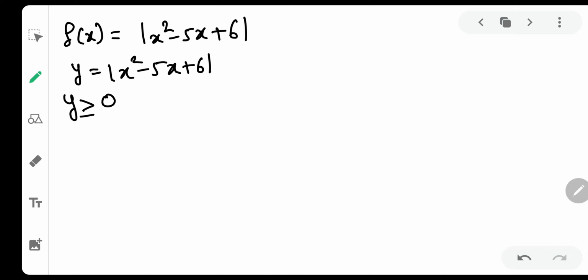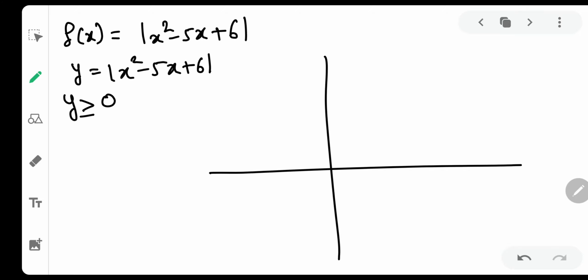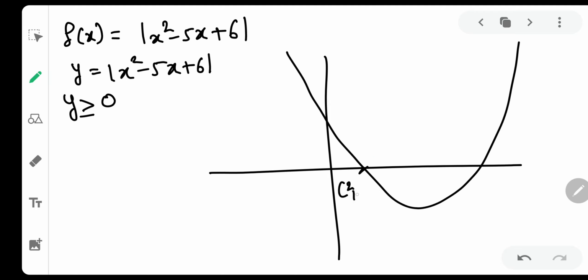Okay, then how to plot this graph? So simply forget the mod. Your step 1 is to forget the mod and draw our basic graph. Basic graph means forget the mod, x² − 5x + 6. We have already seen this. x² − 5x + 6 looks like this, at (2, 0) and at (3, 0). Very good.